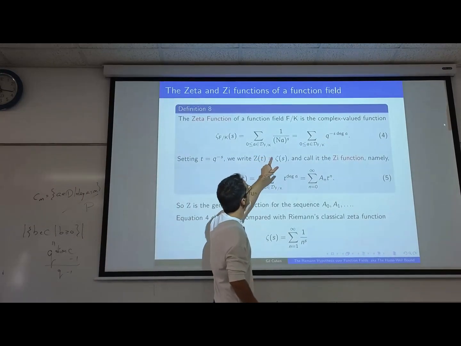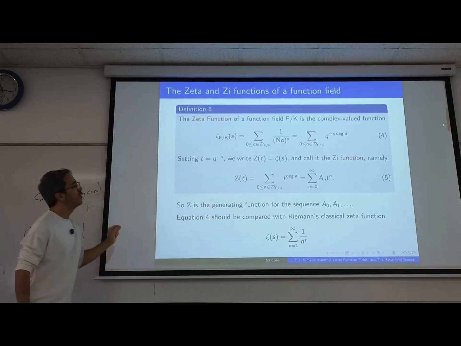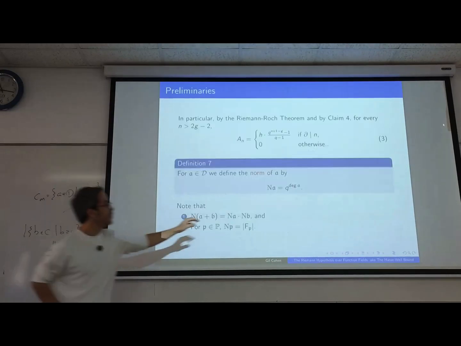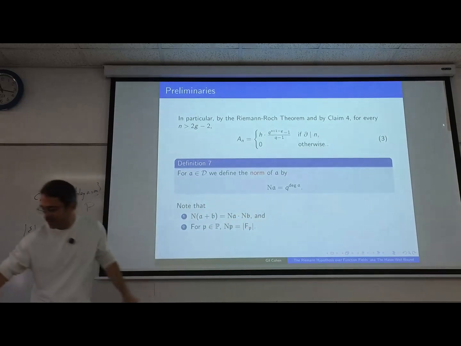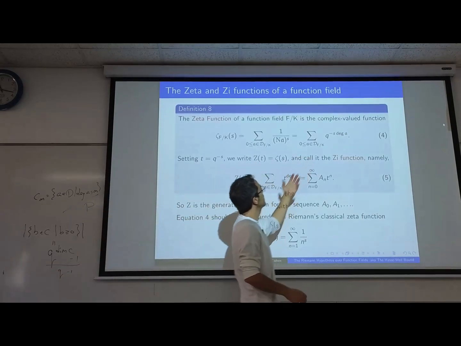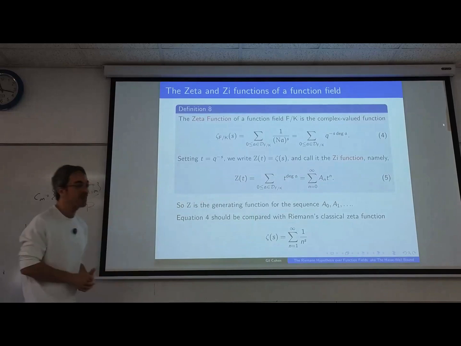And because of what we just said, because the norm of an element by definition, going backwards, is just q to its degree, you can also write it like that. Instead of writing the norm, you can just write q to the minus s times the degree of a.